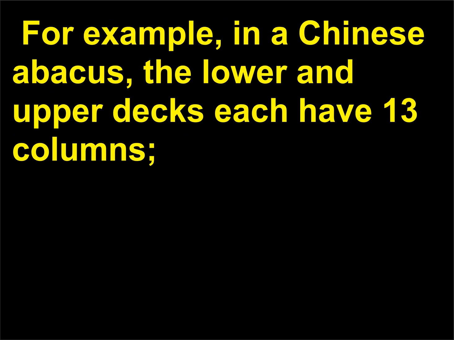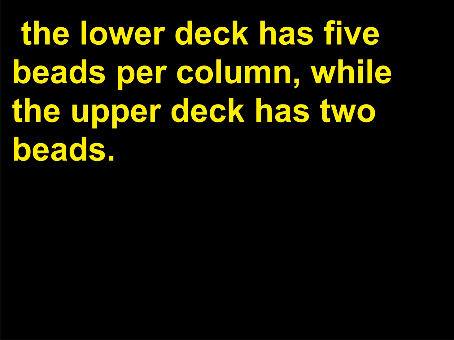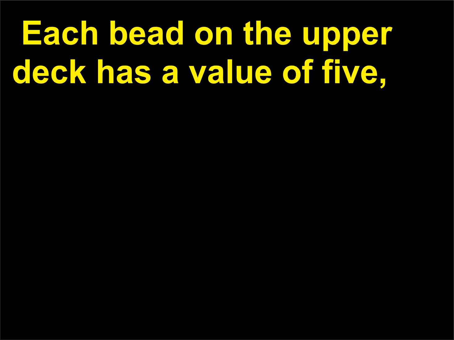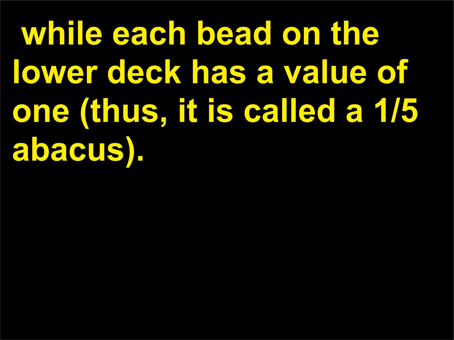For example, in a Chinese abacus, the lower and upper decks each have 13 columns. The lower deck has 5 beads per column, while the upper deck has 2 beads. Each bead on the upper deck has a value of 5, while each bead on the lower deck has a value of 1, thus, it is called a 1/5 abacus.